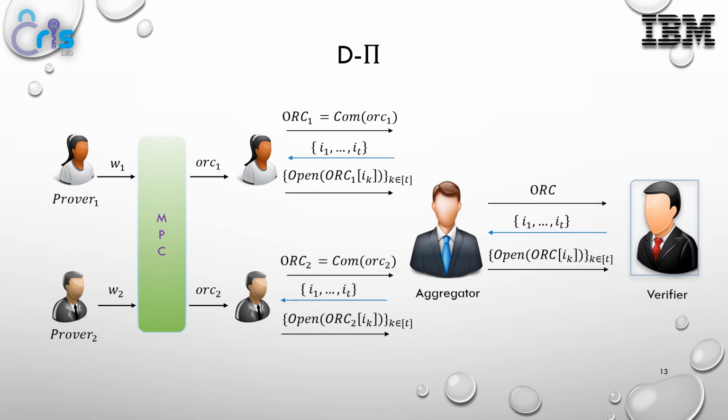Note that the hiding property of the commitment scheme ensures that the aggregator cannot learn anything more than what a verifier can learn. Also, the binding property prevents any prover from deviating from the committed values. Finally, the verification is the same as in the single prover IOP.